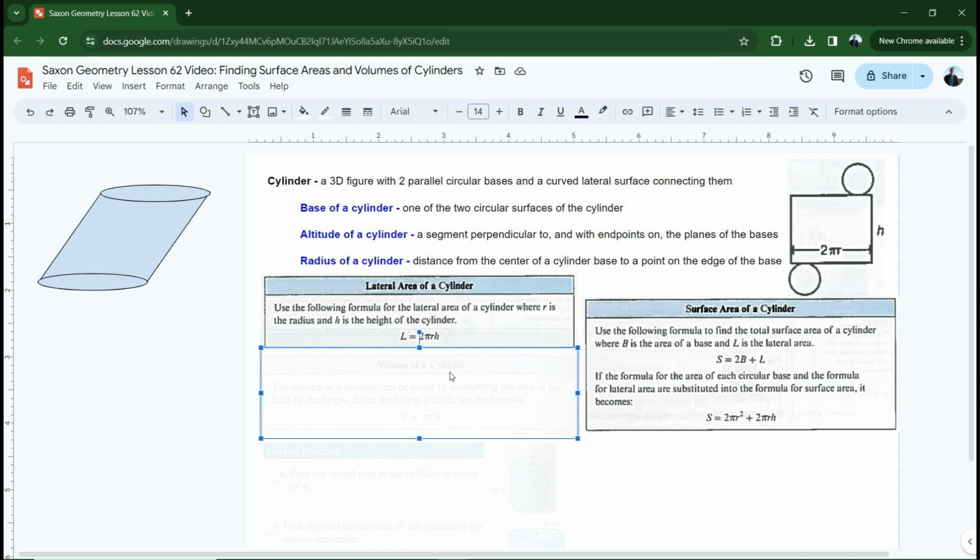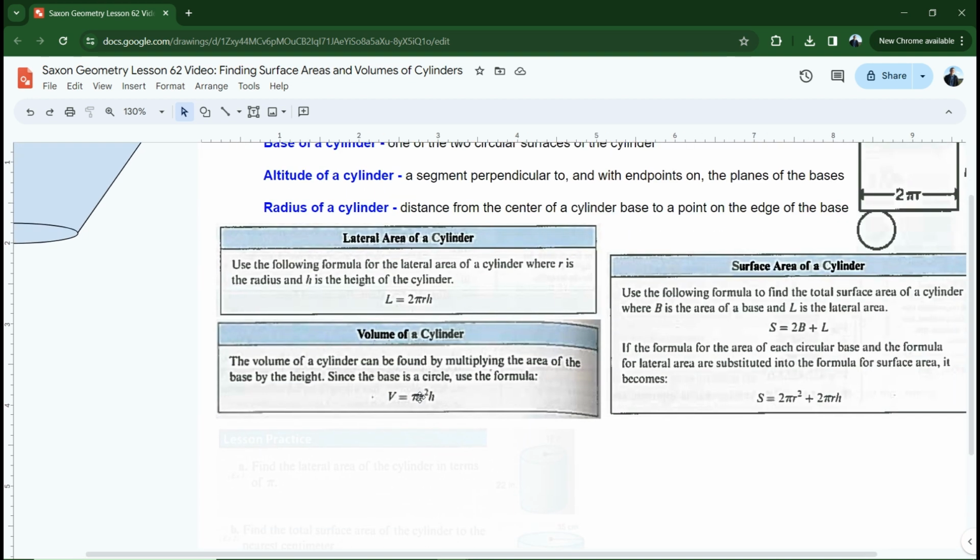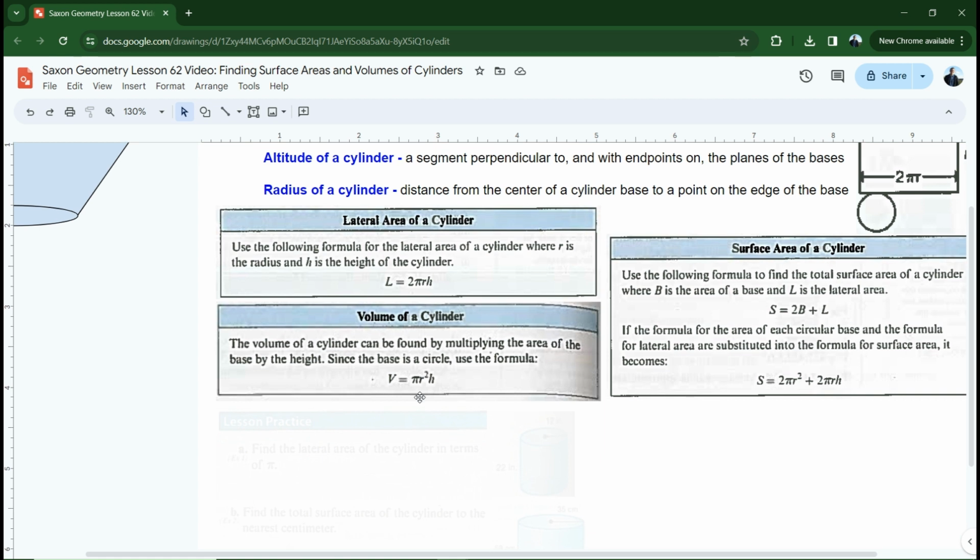The volume of a cylinder is much simpler to calculate because it's just one equation. It's just pi r squared, the area of the base, times the height. That should be an unsurprising thing for you because volume is usually the area of the base times the height, and it's no different in a cylinder.